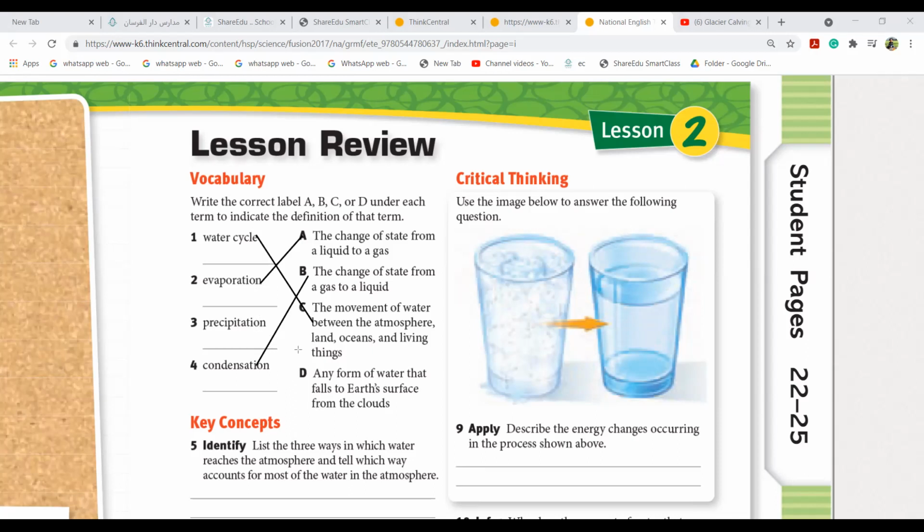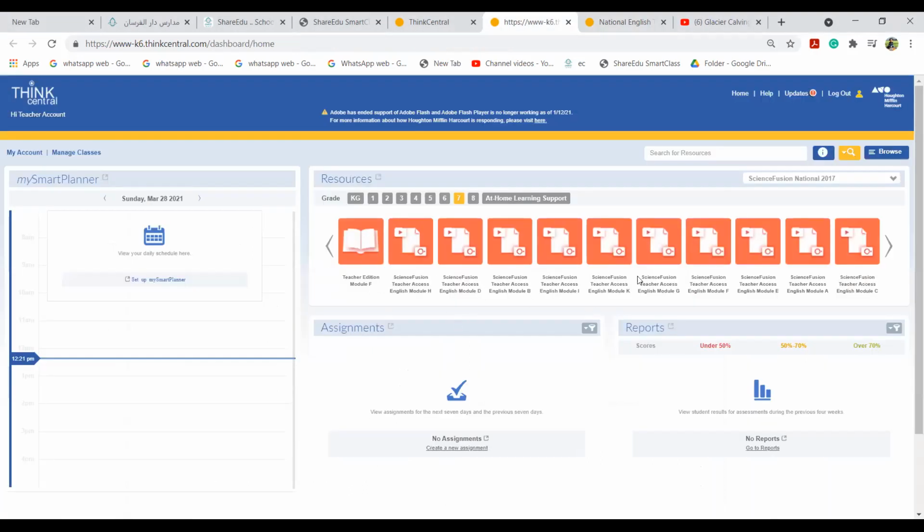The movement of water between the water cycle and that falls to the earth is precipitation. This test will be very easy because it's very easy to attempt all of this. You'll just watch the video now and let me know if you have some questions from it.